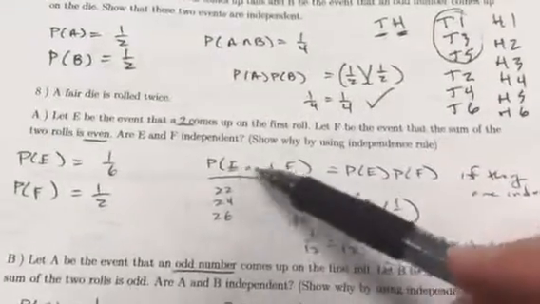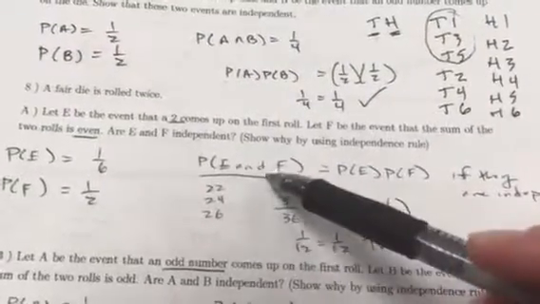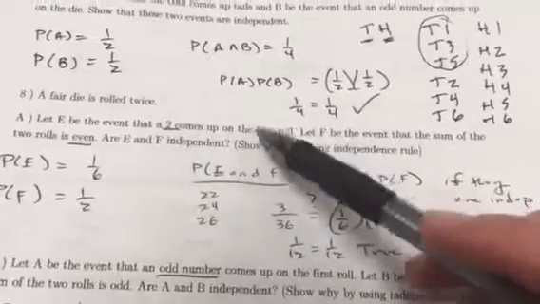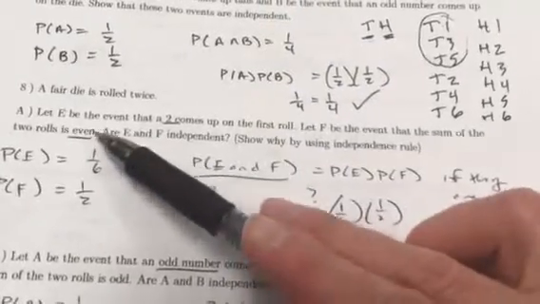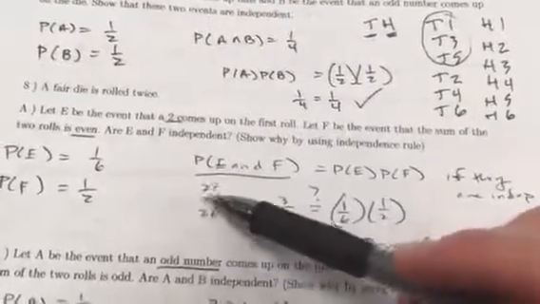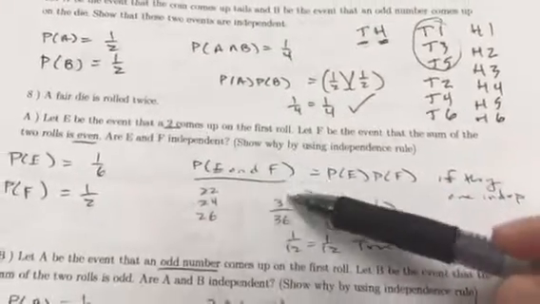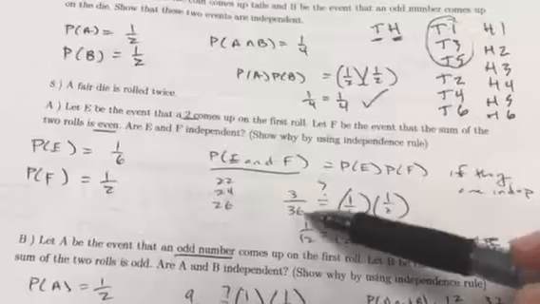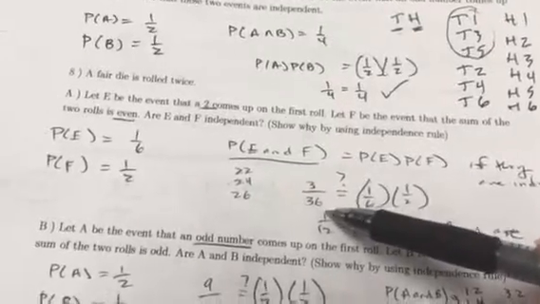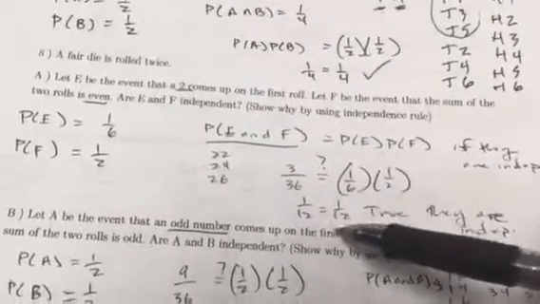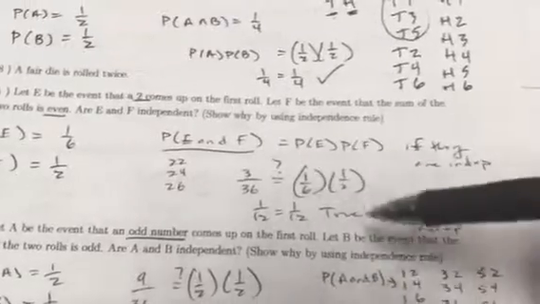So the probability of E and F both happening: I need a 2 to come up on the first roll, and I need the sum to be even. The only way to get that is to have a 2 and a 2, a 2 and a 4, and a 2 and a 6. That's 3 out of the total 36 outcomes that you saw on the first page, which is a 12th. A 12th is a 12th. That is true. They are independent events.